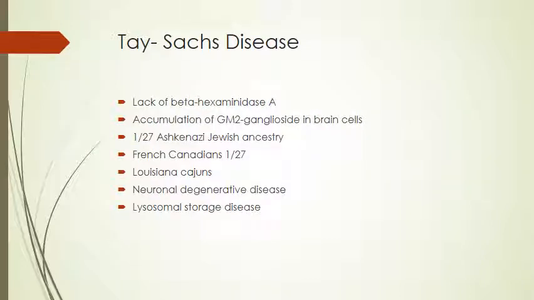Tay-Sachs is a lysosomal storage disease in which there is a deficiency of the enzyme beta-hexosaminidase A, which results in the accumulation of GM2 ganglioside in brain cells. The gene for beta-hexosaminidase A is located on chromosome 15. It is an autosomal recessive disease, and 3 specific mutations are responsible for nearly all of the cases of the classic type of Tay-Sachs disease.